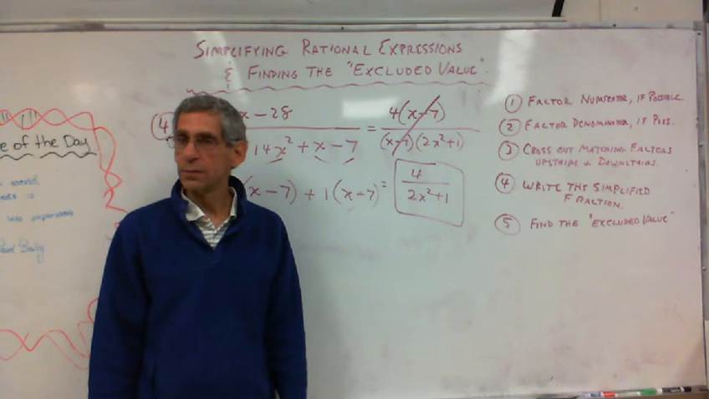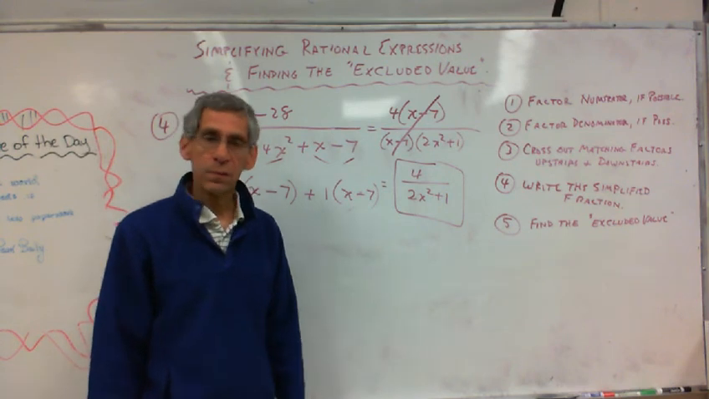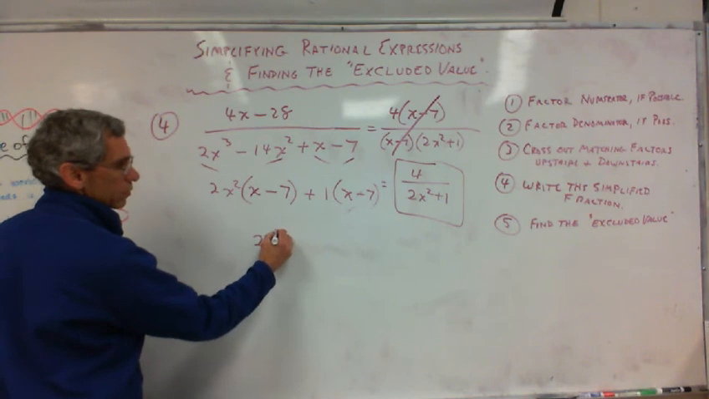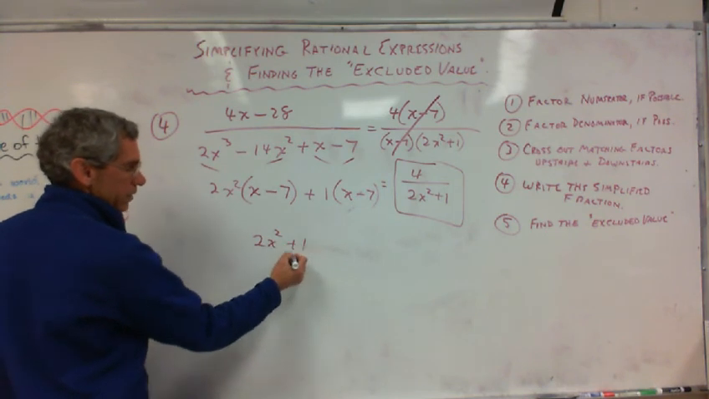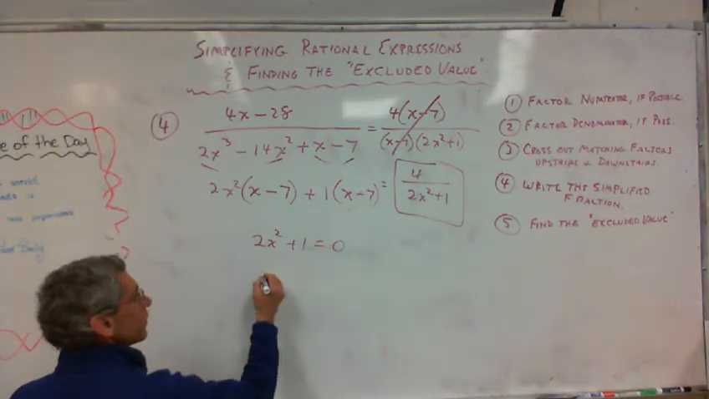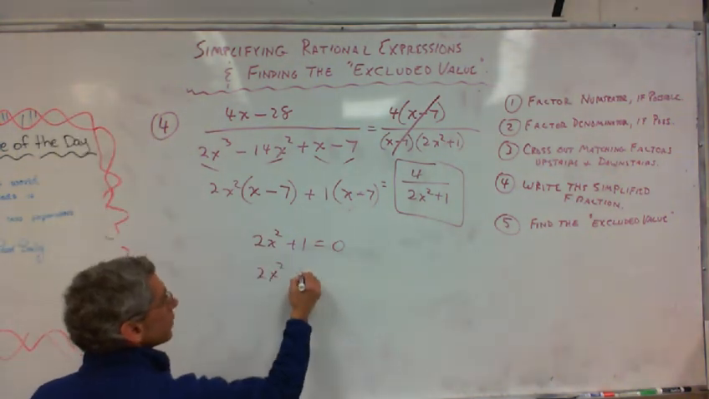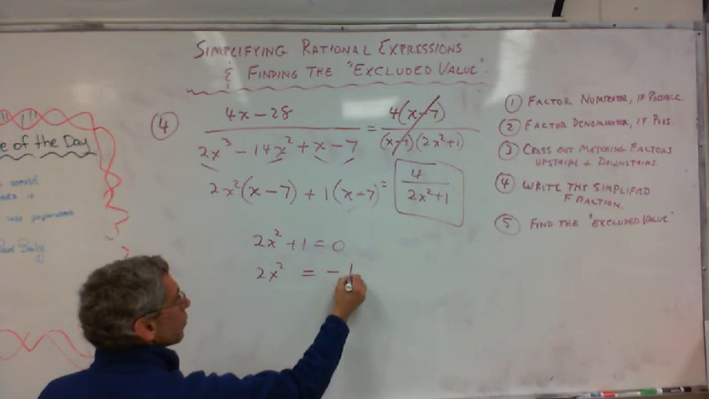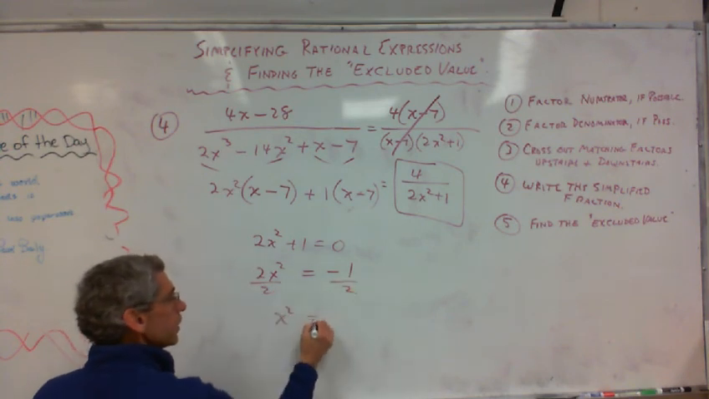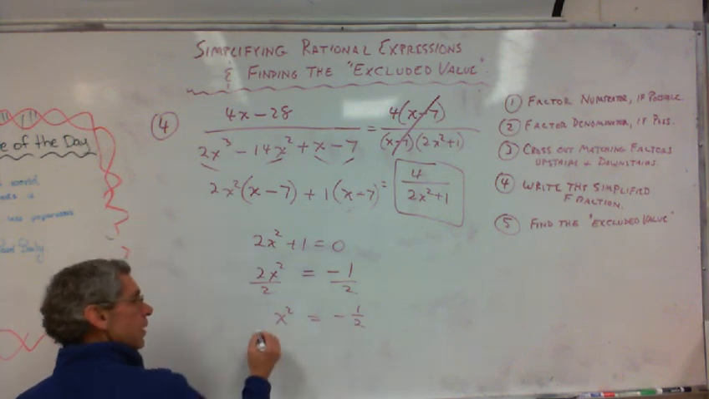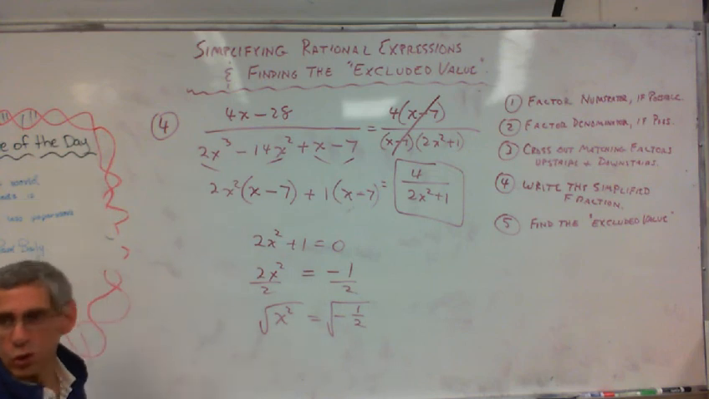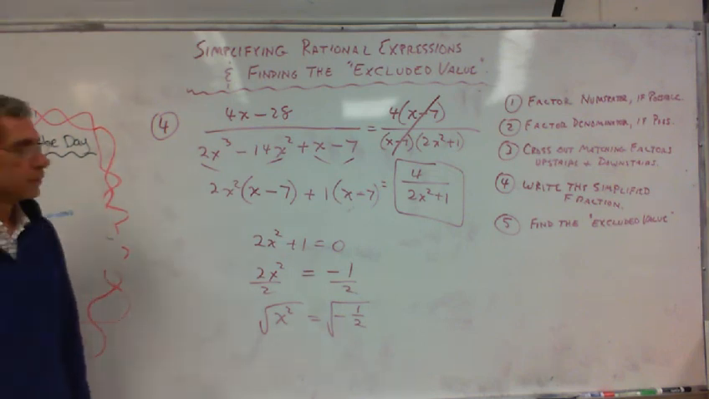Wouldn't it be x minus 7 equals 0 or 2x squared plus 1 equals 0? If I subtracted 1, I'd have 2x squared equals negative 1, and if I divided by 2, I'd have x squared is equal to negative 1/2. And now I square root both sides. What's the problem? There's a negative. That doesn't work. So it technically has only one solution.